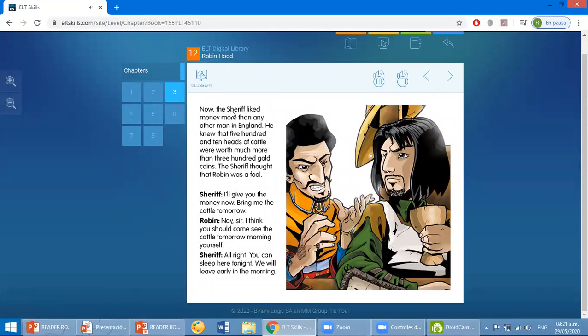Now, the sheriff liked money more than any other man in England. He knew that 510 heads of cattle were worth much more than 300 gold coins. The sheriff thought that Robin was a fool. I'll give you the money now. Bring me the cattle tomorrow. Nay, sir, I think you should come see the cattle tomorrow morning yourself. All right, you can sleep here tonight. We will leave early in the morning.